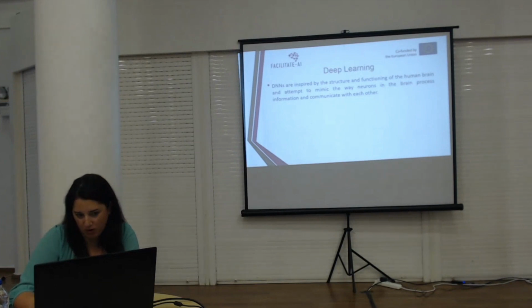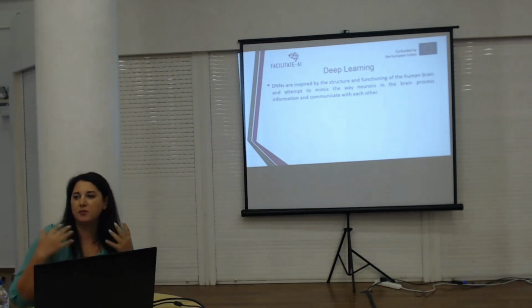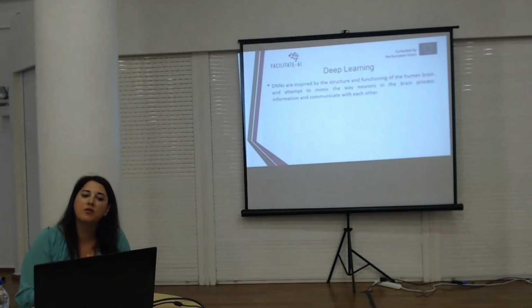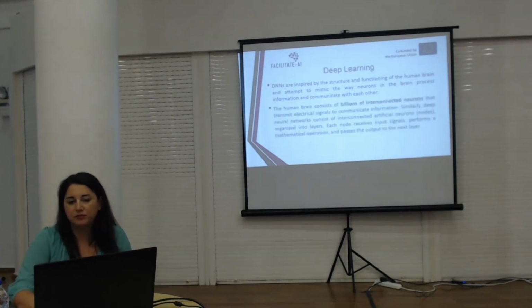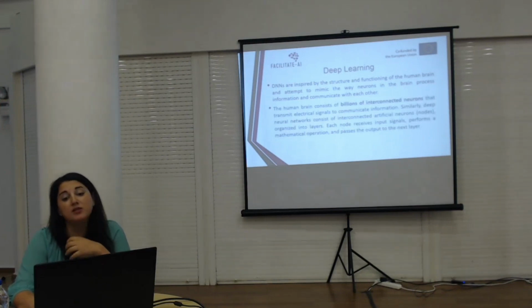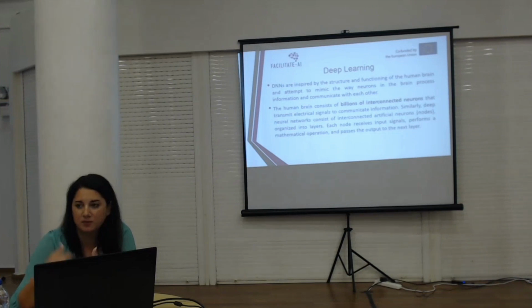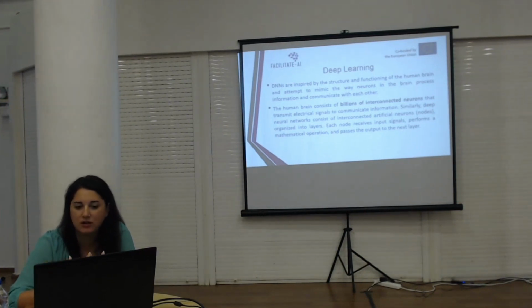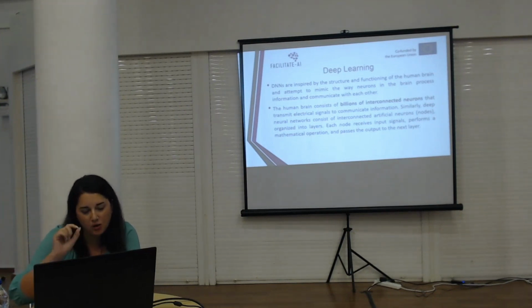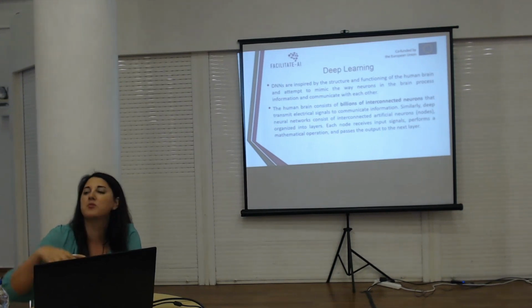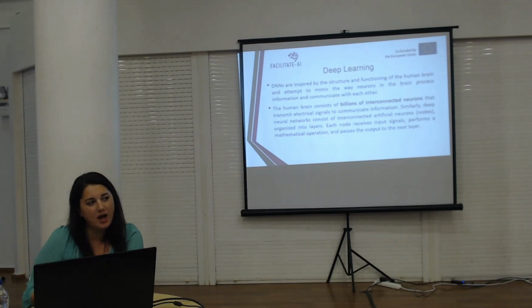So to understand a bit more, the deep neural networks are inspired, as we have said before in the C1 training, from the human brain. And it attempts to mimic the way the neurons work in the brain. The human brain consists of billions of interconnected neurons that transmit electrical signals to transform the information. Similarly, the deep neural networks consist of interconnected artificial neurons, called nodes, organized into layers. And each node receives an input signal, performs a mathematical operation, and passes the output to the next layer.